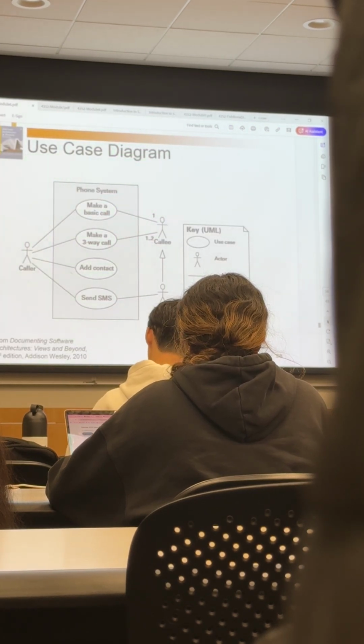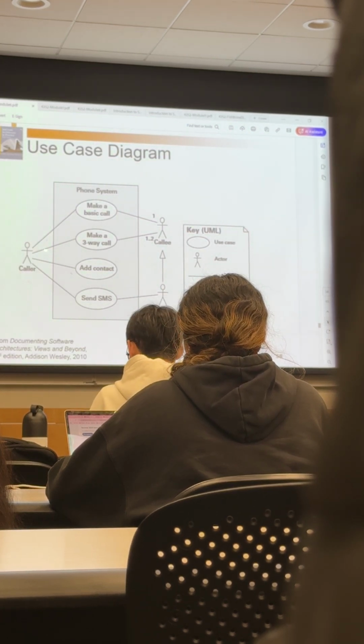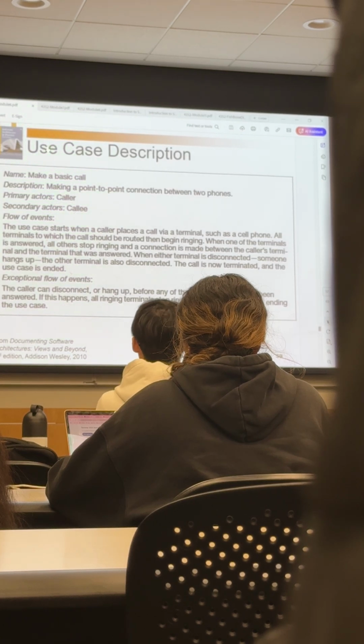Use case diagram, we saw this in the human modeling tutorial as well. It shows the interaction of actors with the system, and then it captures the interactions, and it shows a key for the system, so it shows what this is about. And it also has a use case description, which highlights what this use case is talking about.